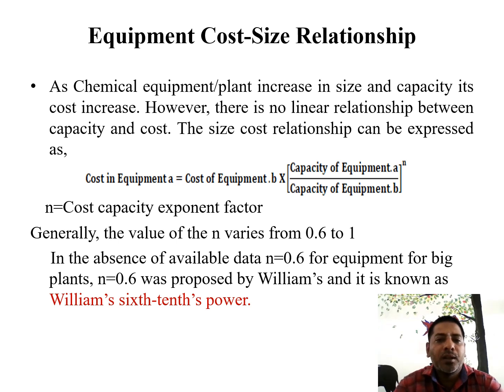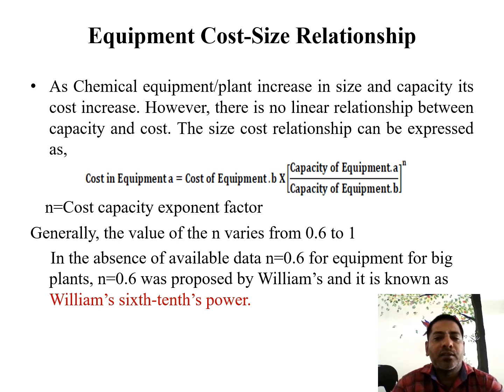And also we see the cost-equipment size relationships. As a chemical plant equipment increases in size and capacity, the cost increases. However, there is no linear relationship between the capacity and the cost. It is termed Williams' six-tenths power relationship.